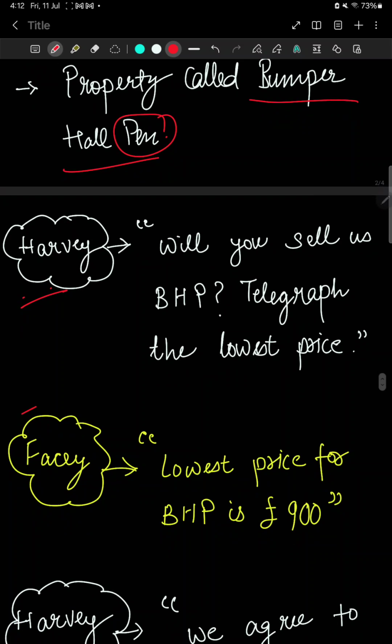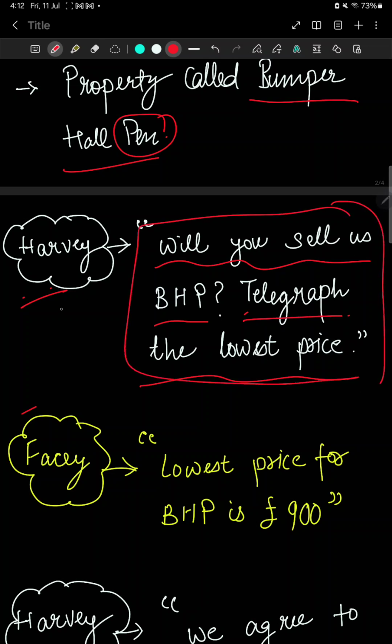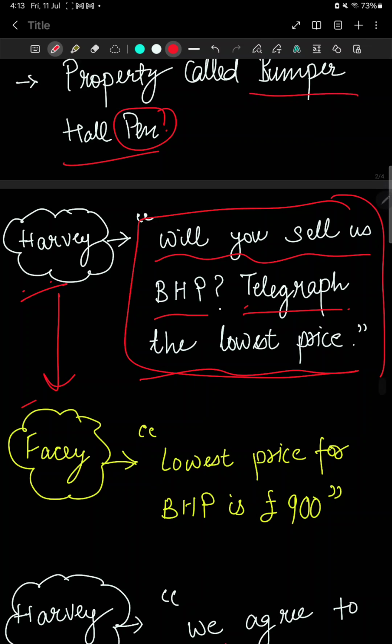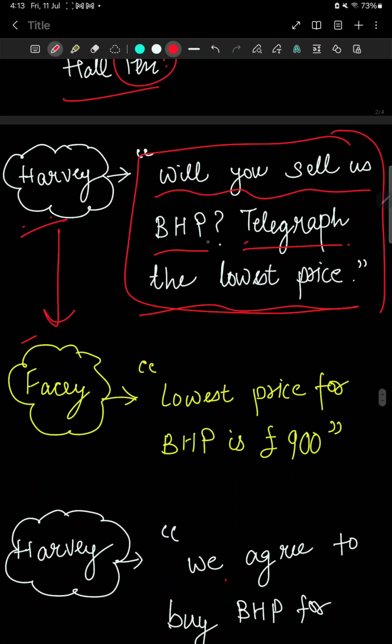So Harvey sends a telegraph to Facey asking, will you sell us Bumper Hole Pen? Telegraph the lowest price. This is the message that Harvey sent to Facey. He is asking whether Facey wants to sell Bumper Hole Pen, and what will be the lowest price if he wants to sell it.